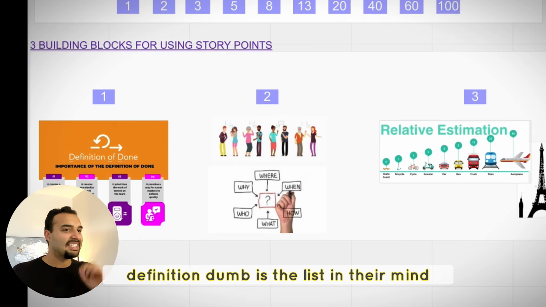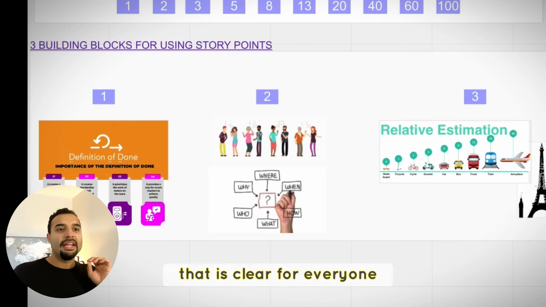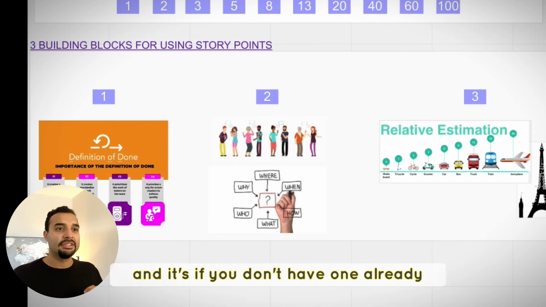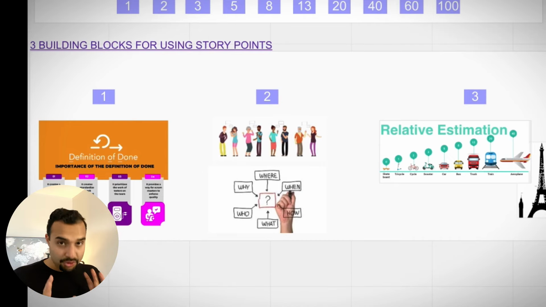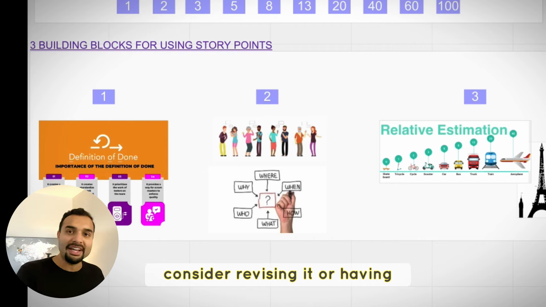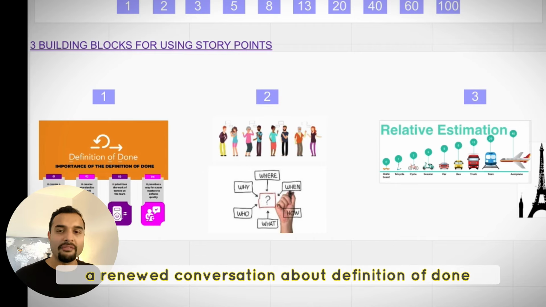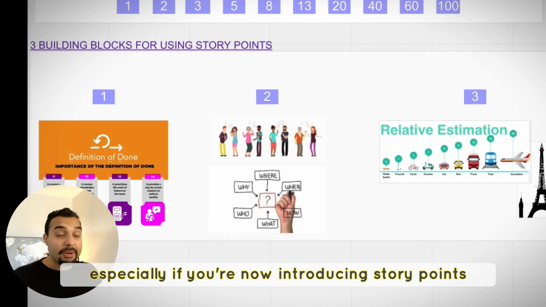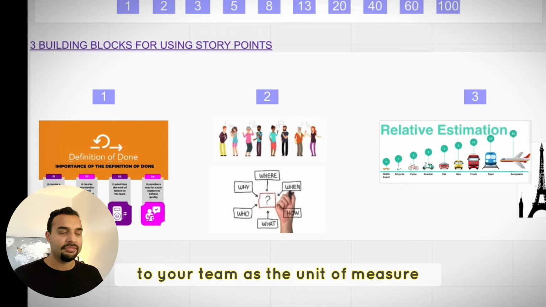A definition of done is the list in their mind that is clear for everyone, and if you don't have one already, you need to put one in place. And then if you have one already, consider revising it or having a renewed conversation about definition of done, especially if you're now introducing story points to your team as the unit of measure.